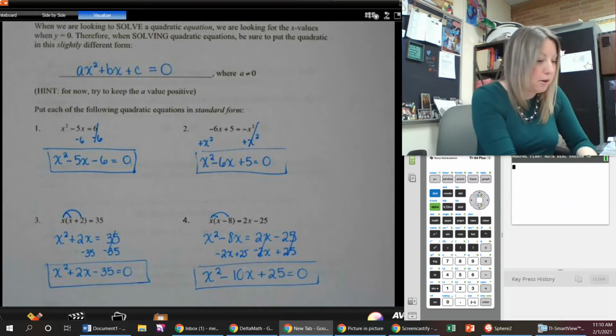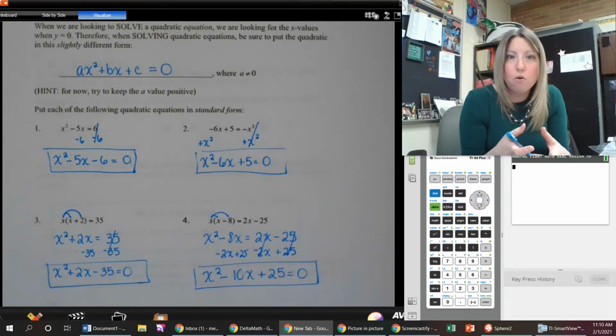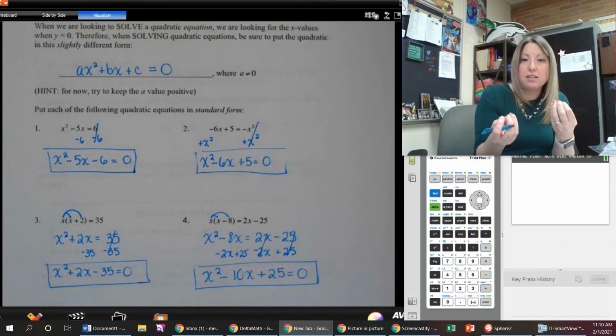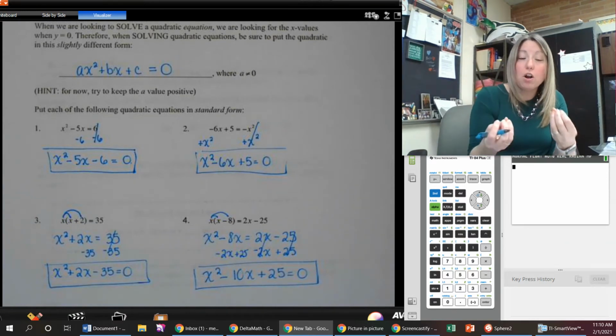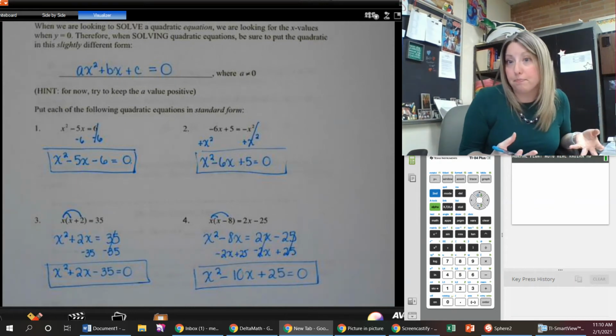Okay, so stop there. Make sure you understand standard form. Make sure you recognize standard form. Okay, that's the idea, is we want one side equal to 0. We want a positive x squared on the other side.